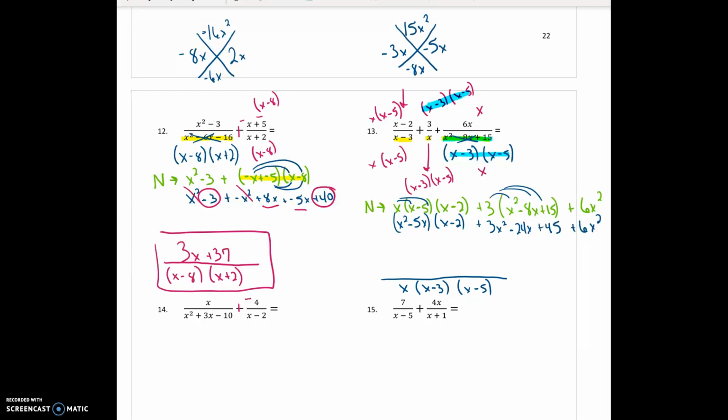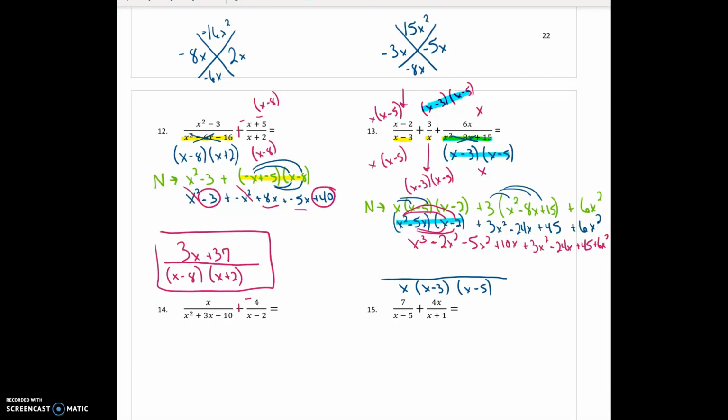So now what I want to do is just have these neighbors meet. So x squared is going to go meet, and I get x cubed. X squared meets that, I get minus 2x squared. Then these meet, I get minus 5x squared. And these meet, and I get a plus 10x. And again, just bringing everything else down, the 3x squared, the 24x, the 45, and the 6x squared. Got to squish that in there.